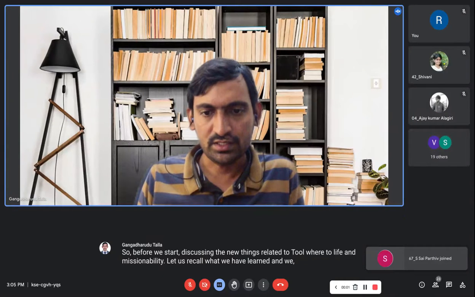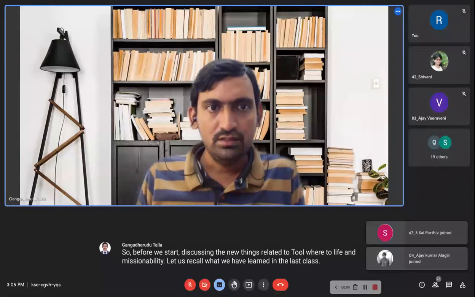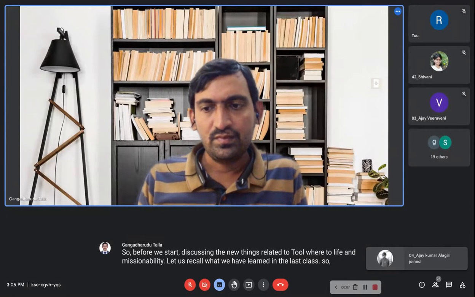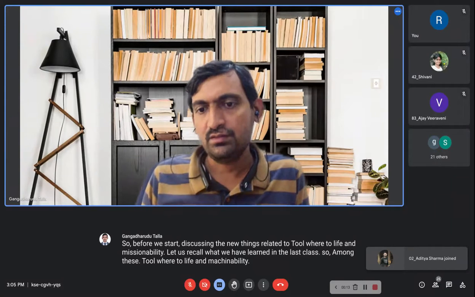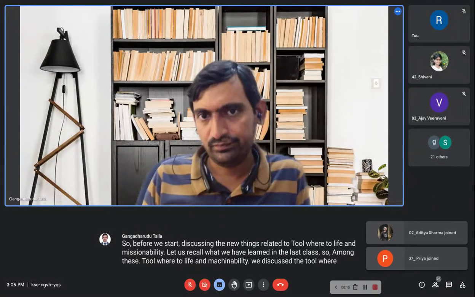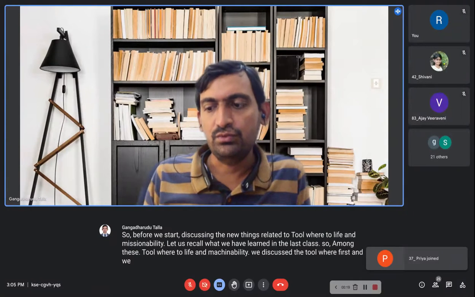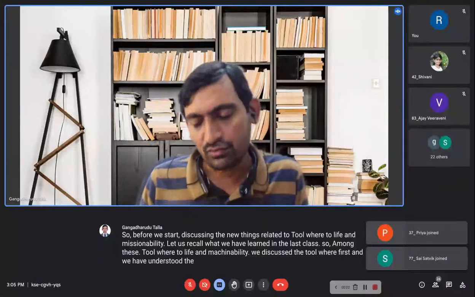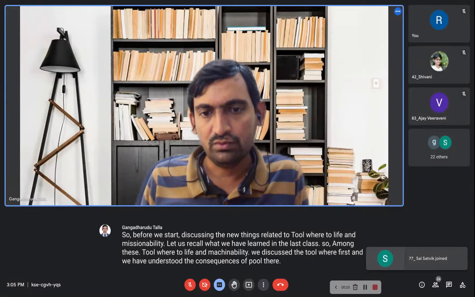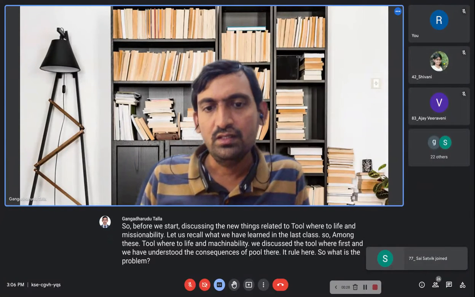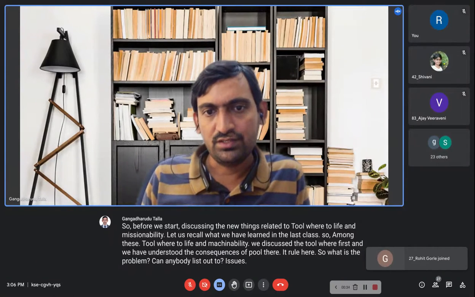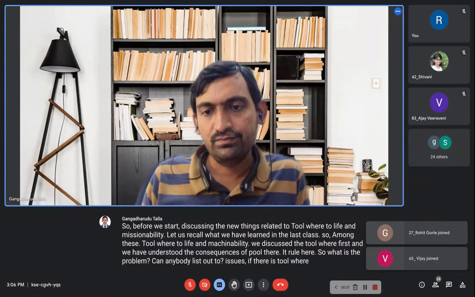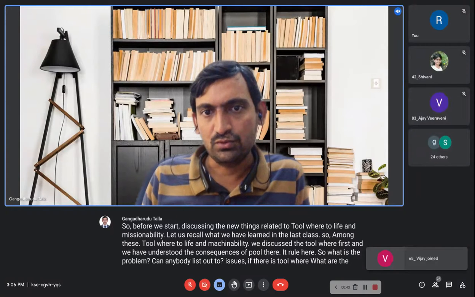Learned in the last class. So among these tool wear, tool life and machinability, we discussed the tool wear first, and we have understood the consequences of tool wear. So if tool wears out, what is the problem? Can anybody list out one or two issues if there is tool wear? What are the problems with tool wear?